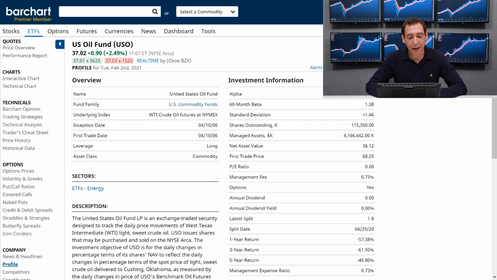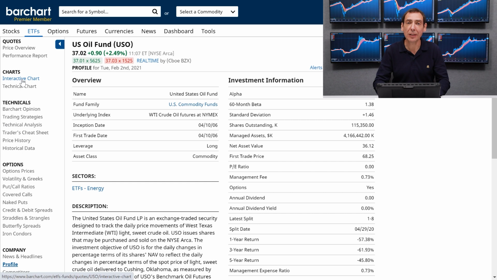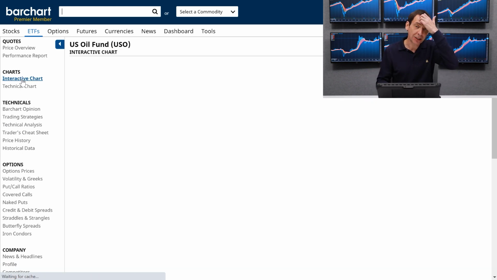Last but not least, this is the oil fund. We're now looking at the asset that tracks the oil market. That's right, folks. Oil is finally breaking out. So this is the ETF. I confused the CYBR with the ETF, but this is the actual ETF.